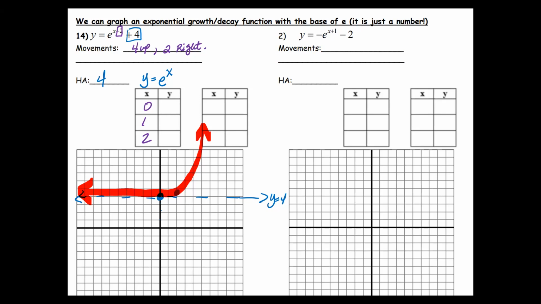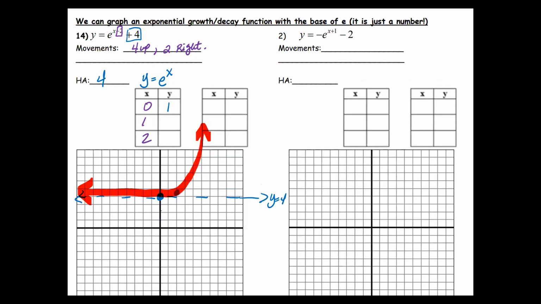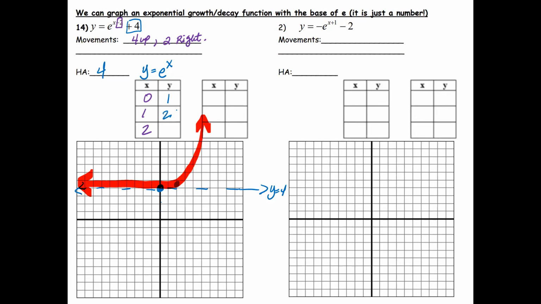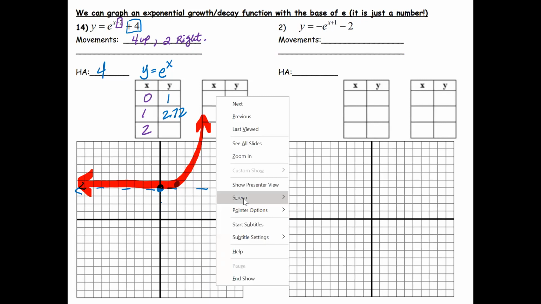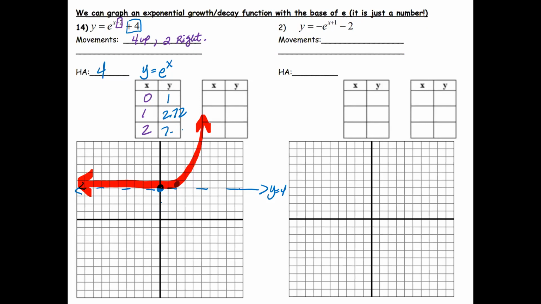And then once I get to second and graph, I can see all of my equations right here. So when x equals 0 on your graph, do you see how y equals 1? So I'm going to put 1 right there. And then when x equals 1, my y value is going to be 2.72. So 2.72. And then when my x value is at 2, my y value is at 7.39. Okay.